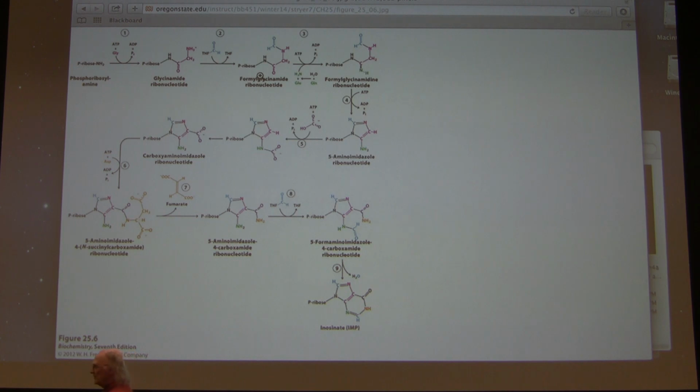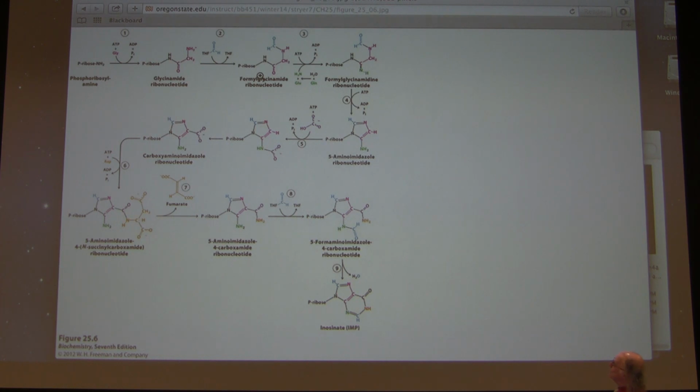The addition of a single carbon. Okay. Folate metabolism is very interesting. It's used for a variety of things, and I'll say more about that later. So we see a single carbon coming in here. There's the blue carbon. We can see the blue carbon going in.